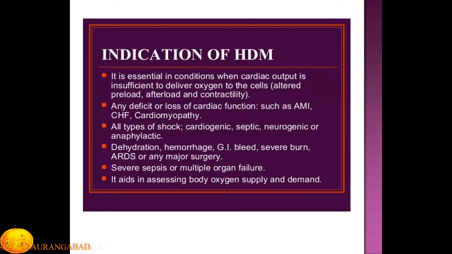The next type of patients are those with dehydration, hemorrhage, gastrointestinal bleeding, trauma, severe burns, or any major surgeries which require a lot of fluid shifts. In these patients, we require continuous monitoring of the blood volume status. So we need central venous pressure and arterial blood monitoring in these patients, and that is called hemodynamic monitoring. Then patients in severe sepsis and multiple organ failure also require this minute-to-minute monitoring for immediate treatment and the best outcome of the patient.